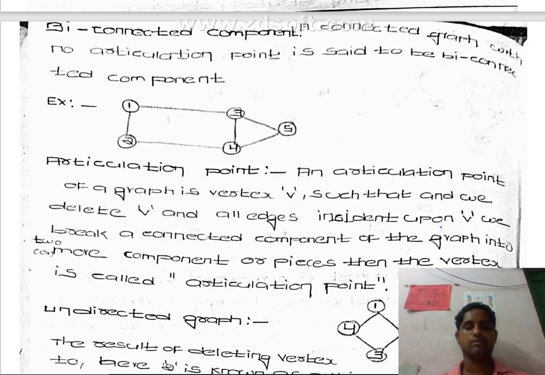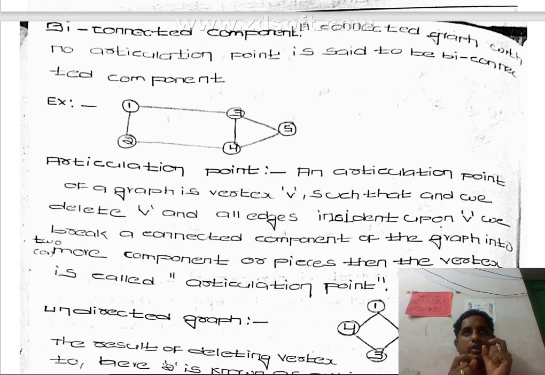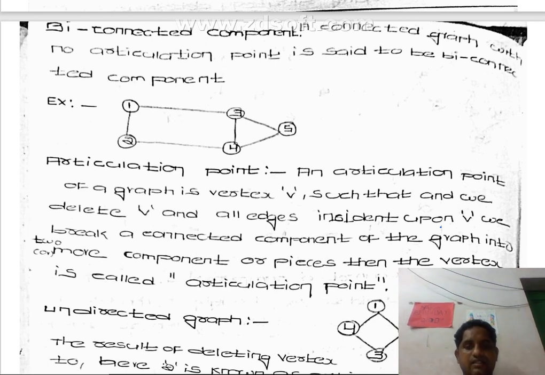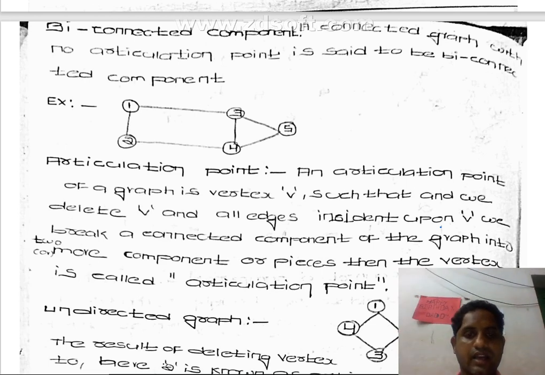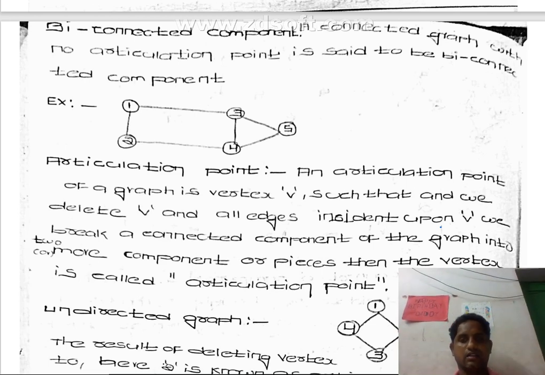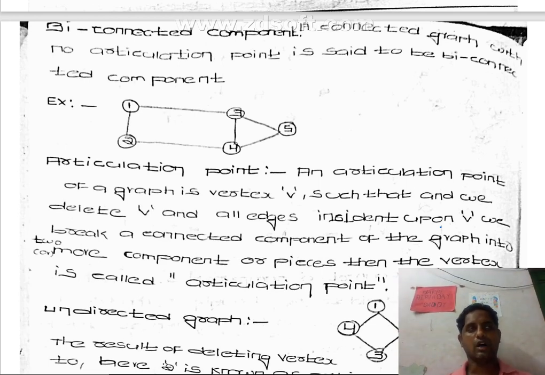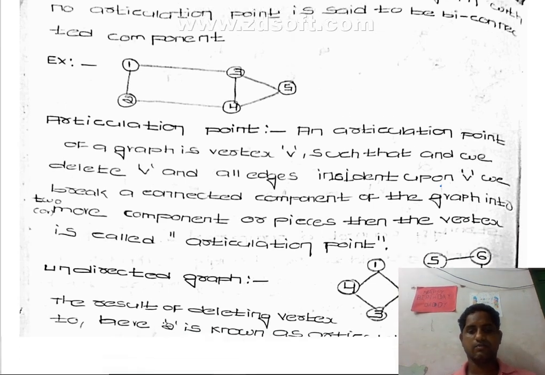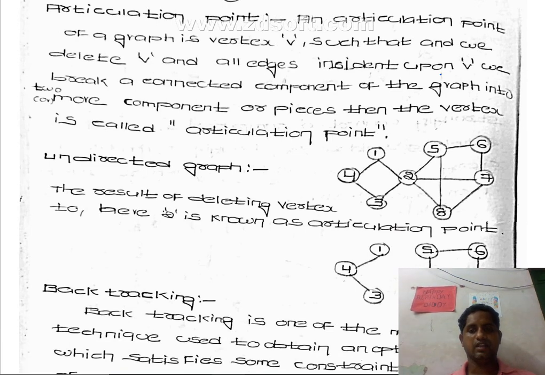called an articulation point. Simply, when we remove a vertex and the graph divides into two parts, we call that vertex an articulation point. So an articulation point of a graph is a vertex V such that, when we delete V and all the edges incident upon V, we break a connected component of the graph into two or more components or pieces, then the vertex is called an articulation point. See here, please take one graph.